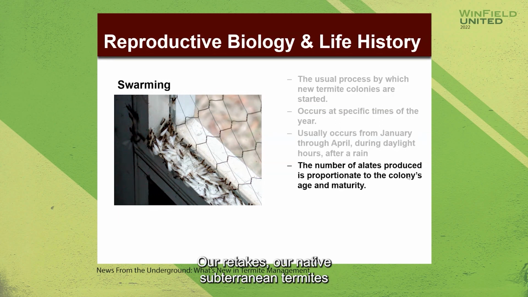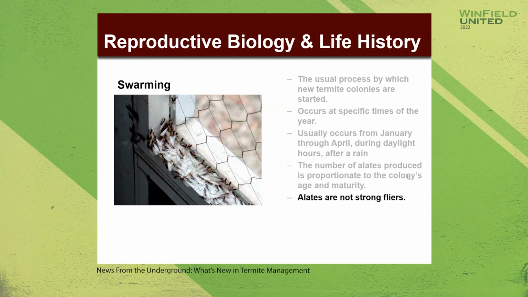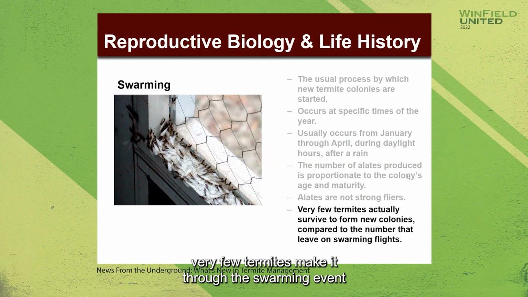Our retics, our native subterranean termites, are going first. And then our Formosan termites, the invasive species, move around Mother's Day. And then, of course, the dry woods are spread out across the year. Swarmers aren't strong flyers, right? Most of you know this. They're sort of at the mercy of wind patterns. And as a result of that, very few termites make it through the swarming event and successfully mate and start new colonies. Thank goodness. But enough of them do that it supports this massive industry in the United States.